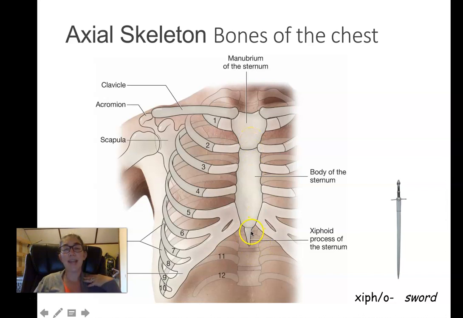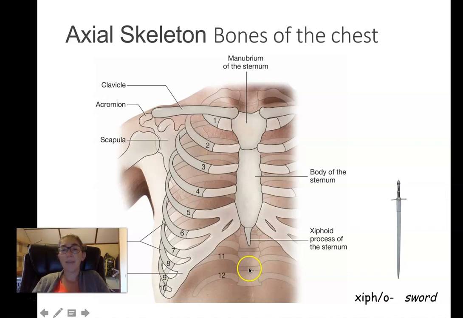Xipho is a combining form that means sword, and it is pointy like a sword. Oid, the suffix oid, means resembling, so it resembles a sword. Then there are the ribs. There are 12 pairs of ribs, and they connect on the front, the anterior side, to some part of the sternum, and on the posterior side, they connect to the vertebrae.